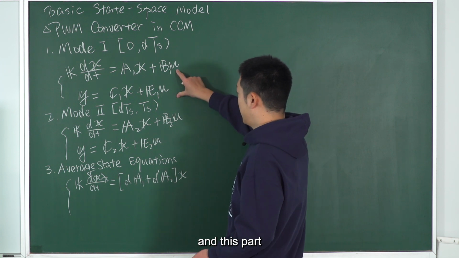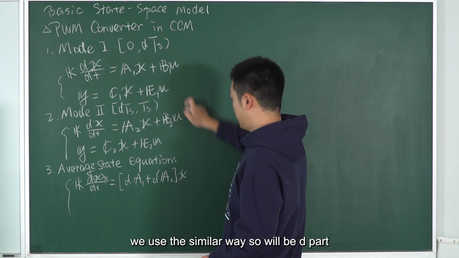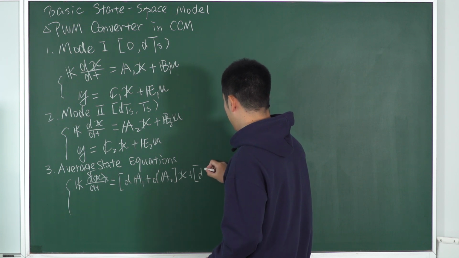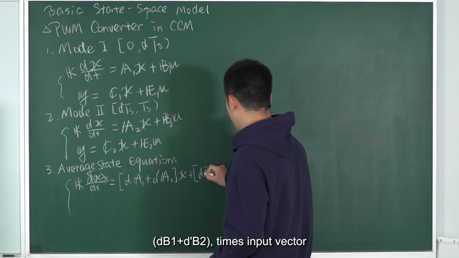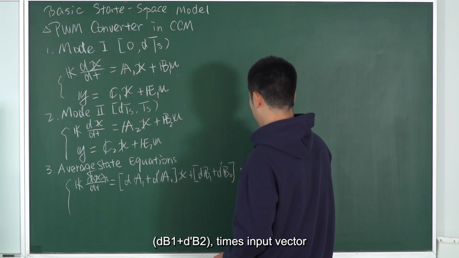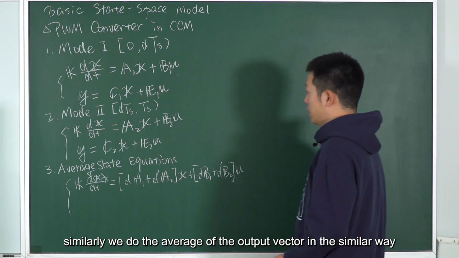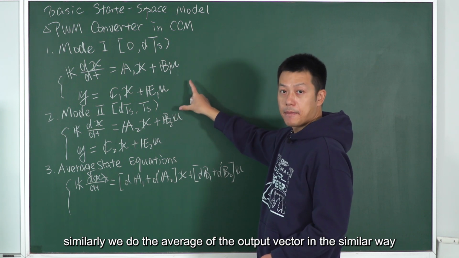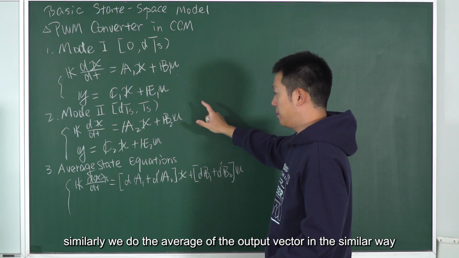And for this part, we use a similar way. So it will be D times B1 plus D prime times B2, times the input vector. Similarly, we do the average of the output vector in a similar way.